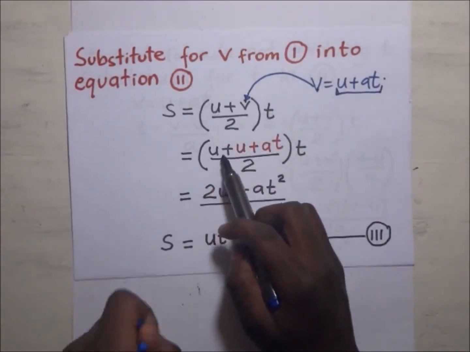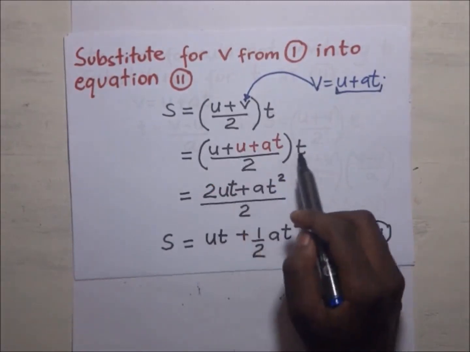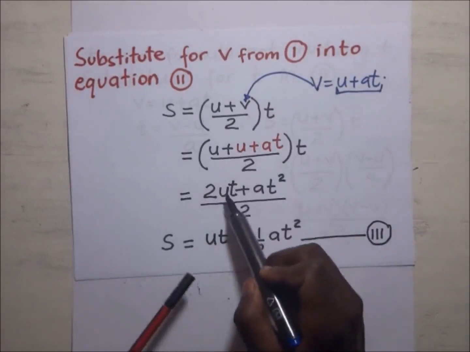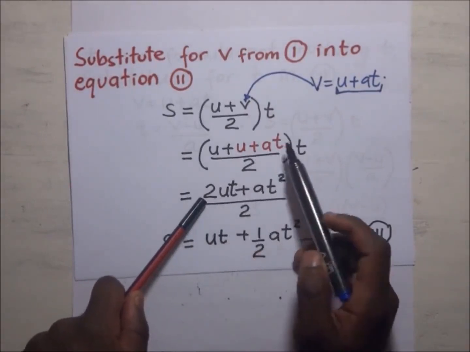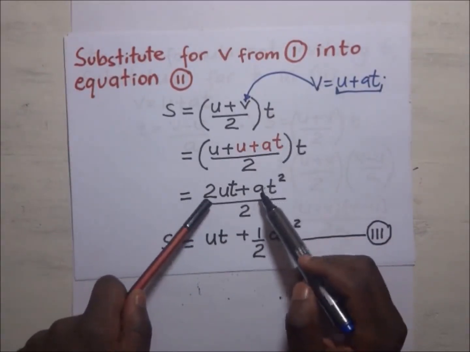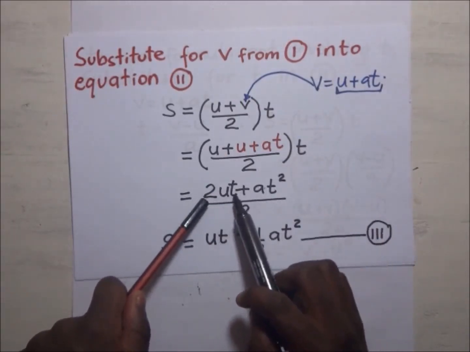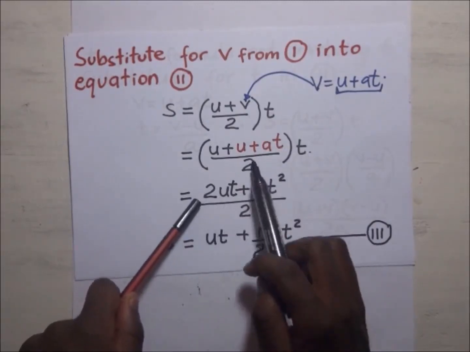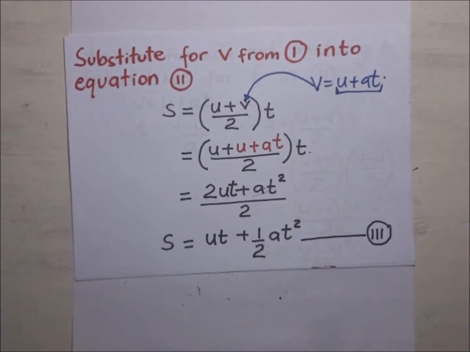When we substitute it there, u plus at is what we put here. So it's going to be u plus v, which is u plus at, divided by 2, times time. From there we end up with u plus u, which is 2u, plus at. When you multiply this by time, it becomes 2ut, and then at times time becomes at squared, all divided by 2. And that's how we end up with our third equation of motion.